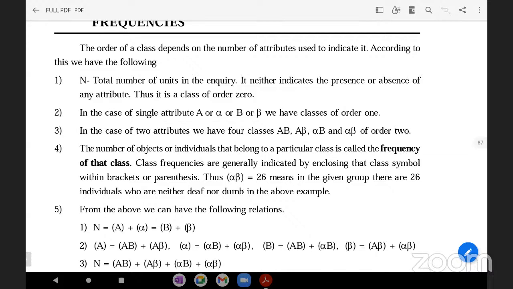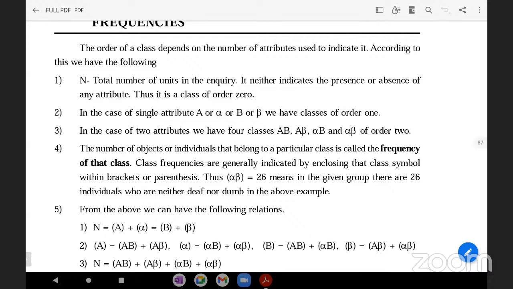The number of objects of the individual observation in particular classes is called the frequency of the classes. It means the number of objects, how many individuals belong to the particular class. Here, for example, I'm taking the 4 order. Those are denoted by the bracket of alpha beta, meaning the frequency is defined by the order. The bracket alpha beta is 26, meaning that in the given group there are 26 individuals who are neither deaf nor dumb in the above example. So here I am taking 26 people as the individuals.